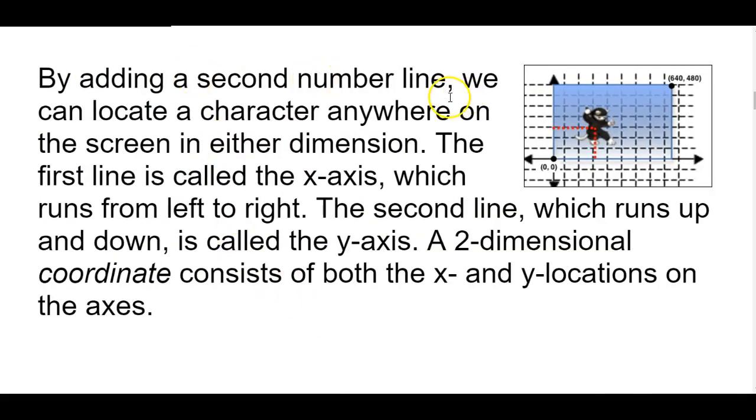When you add in the second number, which is the y-axis over here, now you can locate the character anywhere in either dimension: to the right, to the left, up, and down. So we're going to start down here just like we did in pre-algebra. We start at 0, 0. Go to the right, we increase the x value. Go up, you increase the y value from 0. Remember, the first number goes with the first number line that you learned. In alphabetical order, it's x. This is the one that comes first, the x-axis, and it is the first number.